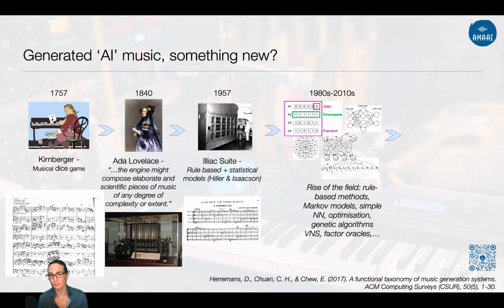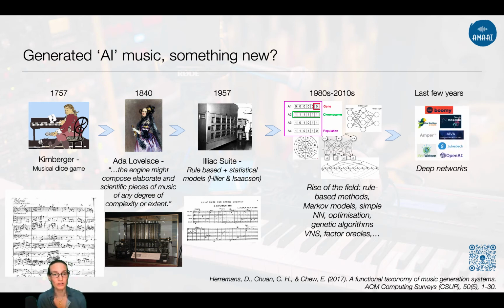Now, since then, there's been a lot of research on using different types of methods to create pieces of music. Rule-based methods, simple neural networks, optimization such as genetic algorithms and constraint programming even, factor oracles, variable neighborhood search, and much more. And especially in the last few years, the topic has become increasingly popular, and we've seen companies like Google creating music generation systems and a lot of startups appearing in this domain.